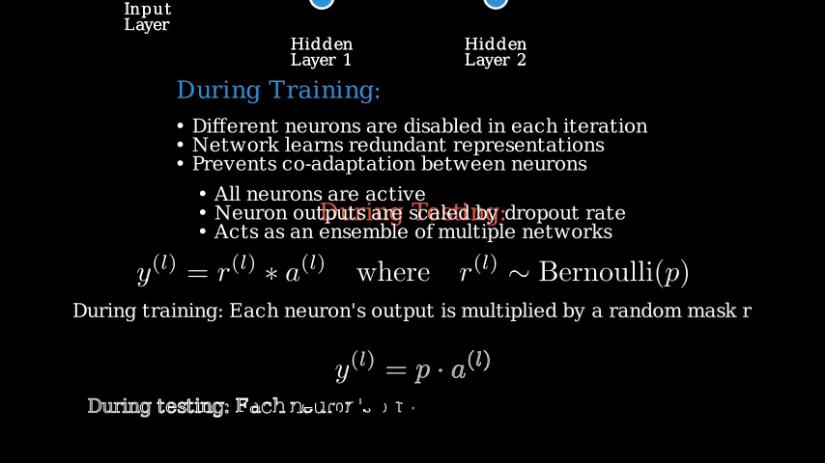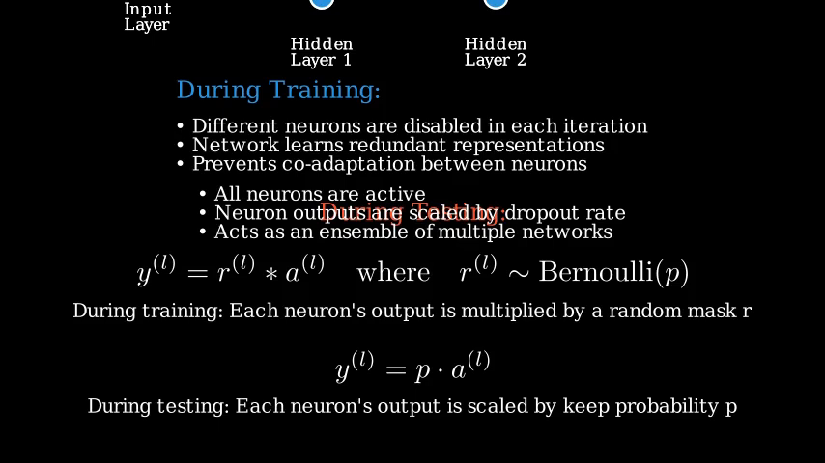For each neuron, we apply a dropout mask using a Bernoulli distribution. During training, we multiply the neuron's output by a binary mask that's 1 with probability p, the keep probability, and 0 otherwise. During testing, to ensure the expected output remains the same, we scale all neurons' outputs by p.